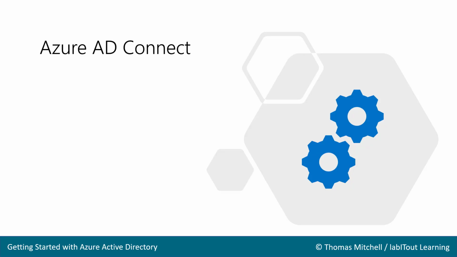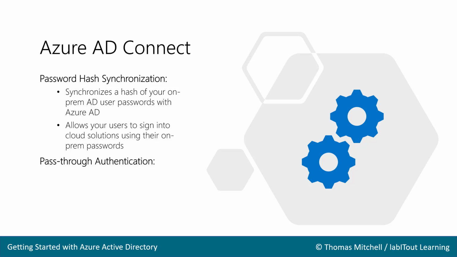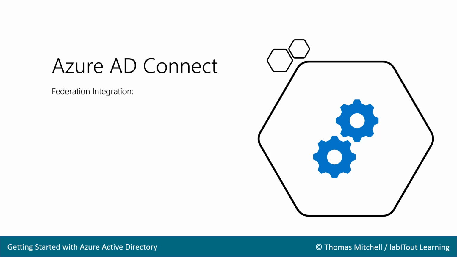When you use Azure AD Connect to configure password hash synchronization in your environment, what you're doing is establishing a sign-in method that synchronizes a hash of your on-prem AD user passwords with Azure AD. Password hash synchronization essentially allows your users to sign into cloud solutions using their on-prem passwords. Pass-through authentication is another hybrid identity option that, like password hash synchronization, allows users to use their on-prem passwords in the cloud. Federation integration is an optional feature that's included with Azure AD Connect.